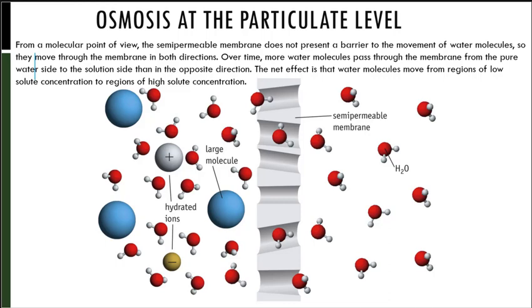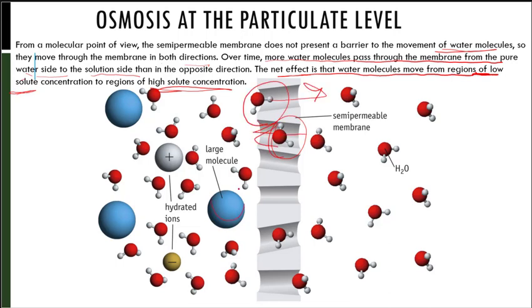From a molecular point of view, the semi-permeable membrane does not present a barrier to the movement of water molecules, so they move through the membrane in both directions. Over time, more water molecules pass through the membrane from the pure water side to the solution side than in the opposite direction. The net effect is that water molecules move from regions of low solute concentration to regions of high solute concentration. And we can see those water molecules that are passing to and from, but not the solute molecules or the hydrated ions.